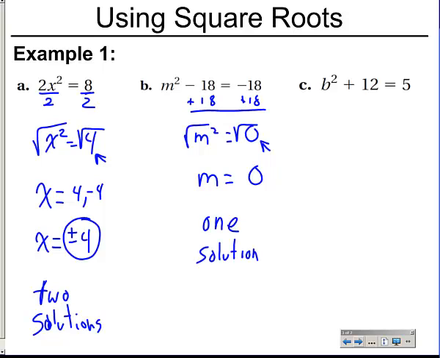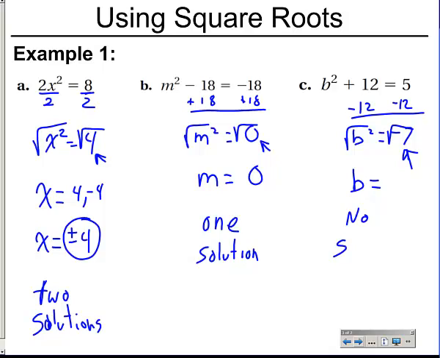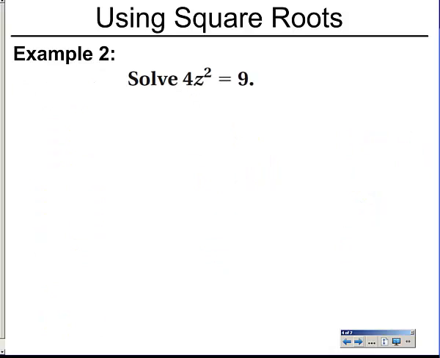Letter C, we're going to move the 12 over first, so minus 12 minus 12. And we have b squared equal to negative 7. Now we could try to take the square root of both sides. However, there is no way to take the square root of a negative 7. There is no answer to that. There's no solution. So anytime whatever's under the square root is a negative, you'll have no solution.